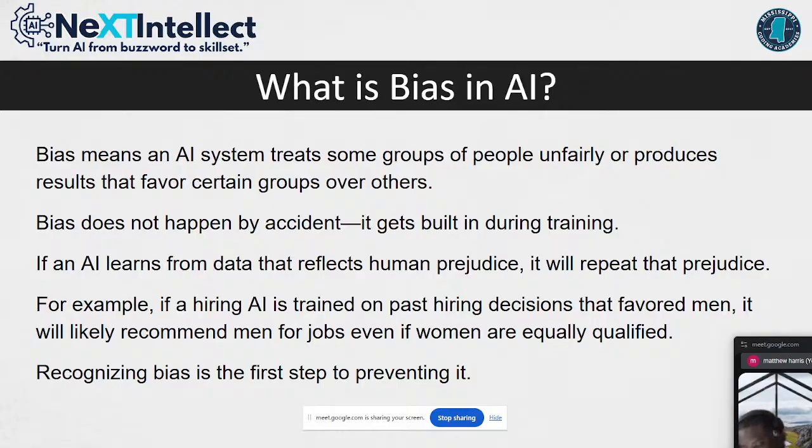So an example would be a hiring AI. If it was trained on past hiring decisions that favored men, it would likely recommend men for those jobs, even if women are equally qualified. So that's what they had to work on, making it better and giving it examples of women in some of these positions, and knowing that the past data, even if it had more examples of a certain group, didn't mean that the others were not qualified. And ultimately, that's the point in getting better and preventing it, is recognizing it in the first place.